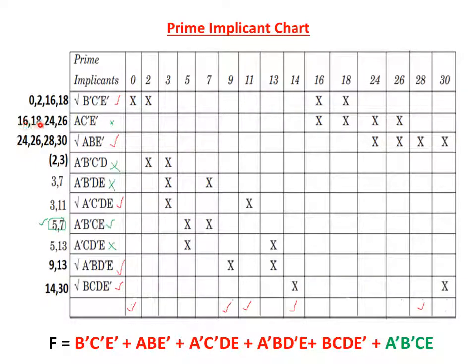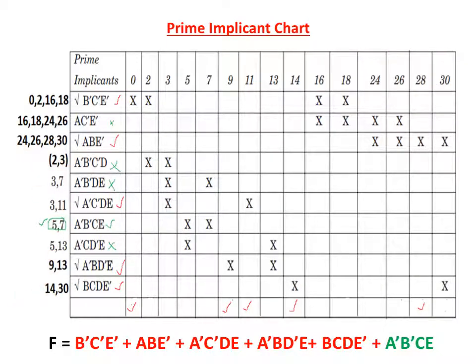Now see 16, 18 is already covered by this essential prime implicant, and 24, 26 is covered with this combination. So this combination is eliminated from the final combinations because all 4 minterms are covered by these 2 combinations. Next coming under 2, 3: 2 is covered with these combinations, then 3 is covered with this combination. So this combination is also eliminated.